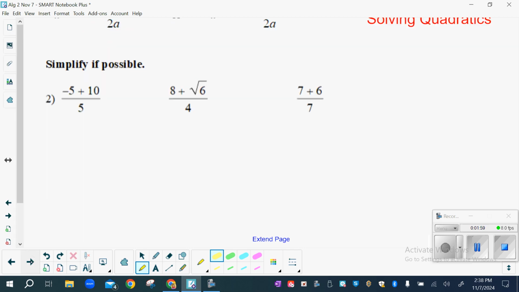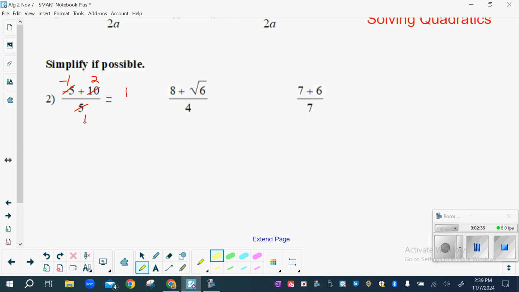So let's talk about what you did on number 2. What did you get for your answer on number 2, this first one? 1. Okay, so if I'm looking at that, could I take a 5 out of all of these numbers? Yeah, so if I took a 5 out of all of these, this would be -1. This would become 2. And this would become 1. So if I do that, then I get 1 over 1, which is still 1. So I can do that. If I can take a number out of all of them, then I can do that. It works.